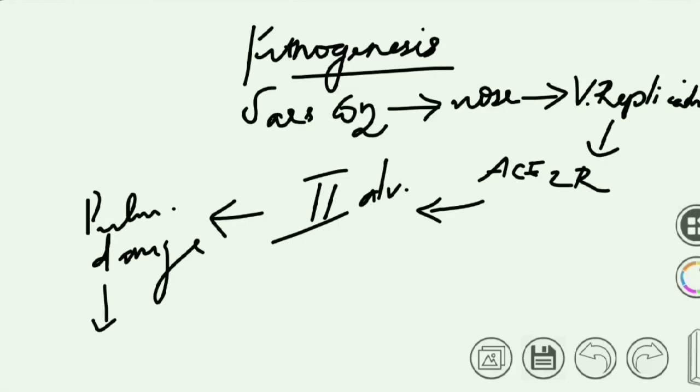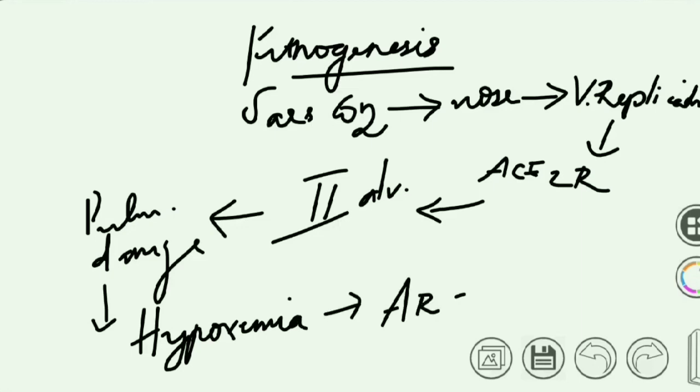which in turn leads to hypoxemia, which in turn is going to result in the final stage, known as acute respiratory distress syndrome. This is the overall pathogenesis.